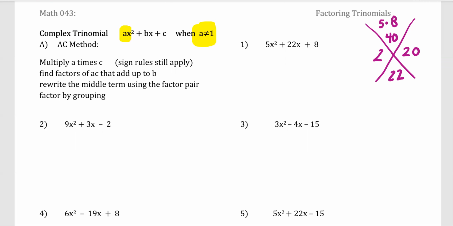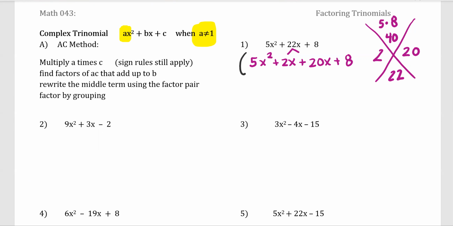But this time, we're going to take the 22x and rewrite it as 2x plus 20x. So 5x squared plus 2x plus 20x plus 8. It doesn't matter if you put 20x plus 2x or 2x plus 20x.